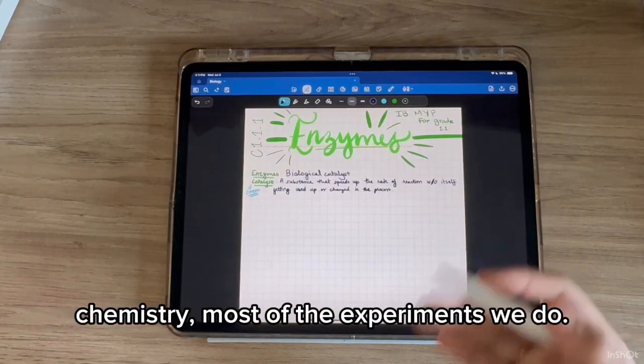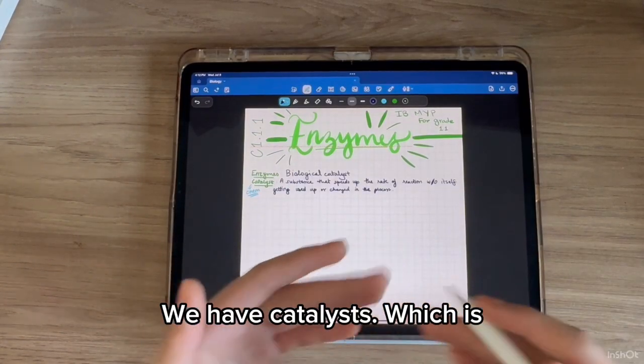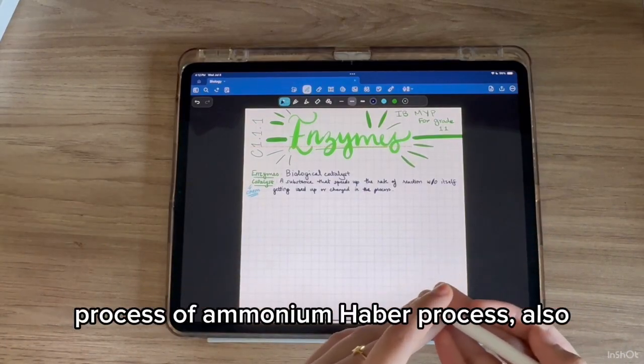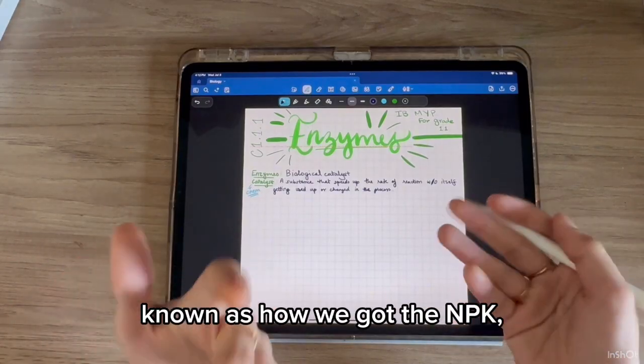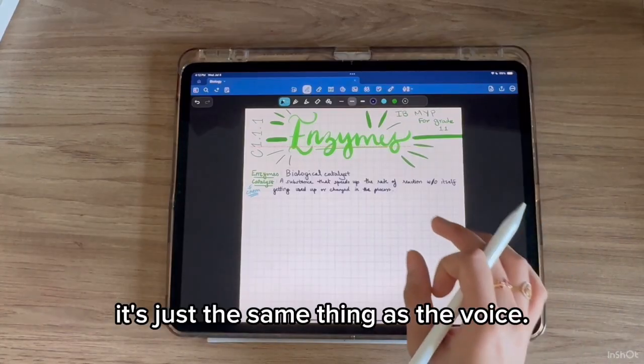Even in chemistry, most of the experiments we do, we have catalysts, an example of which was the industrial process of ammonia, the Haber process, also known as how we got the NPK fertilizers, etc. So it's just the same thing as before.